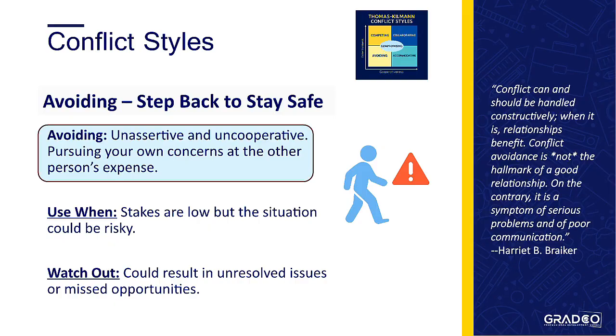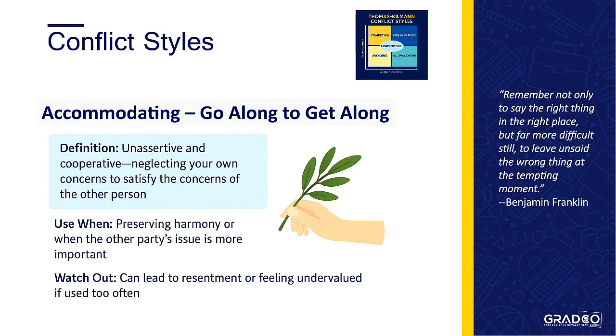Okay, so that's avoiding. Now the second one is accommodating. The accommodating style is go along to get along, is kind of the gist. Go along to get along. So it's unassertive, but it is cooperative. You're willing to take into account someone else's perspective and engage with that. But you're willing to deprioritize your own concerns to satisfy the concerns of the other person.